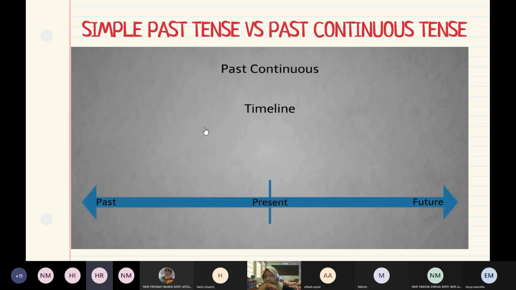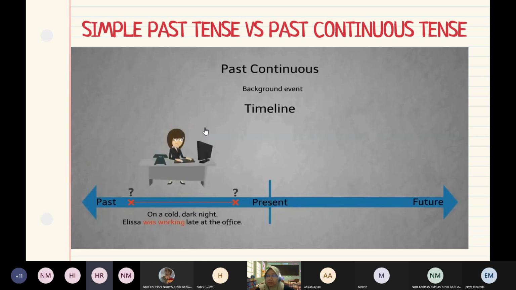We can also use the past continuous for background events. For example, on a cold, dark night, Alyssa was working late at the office. This sentence sets the background and the setting of the story.